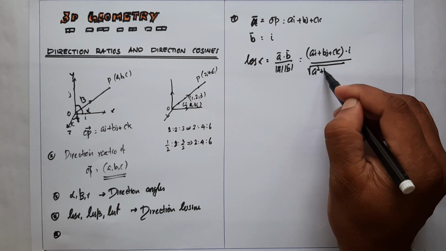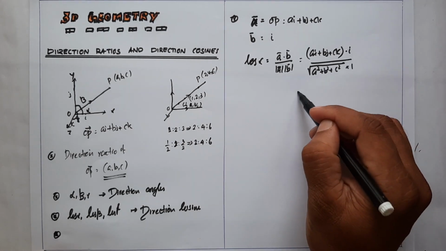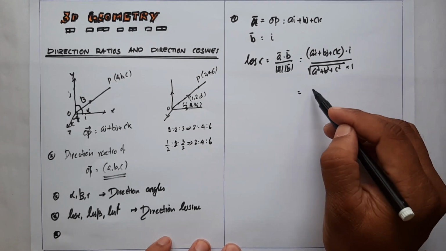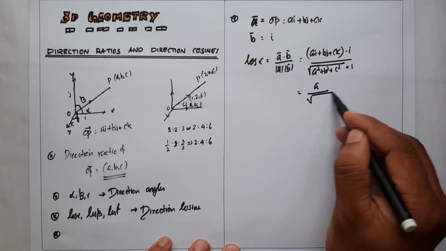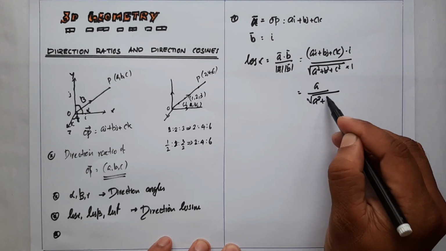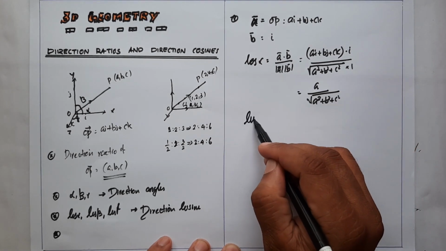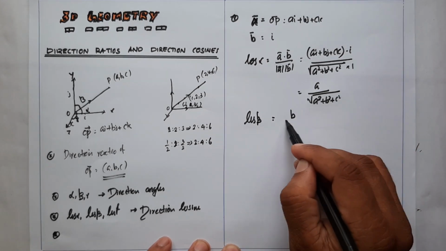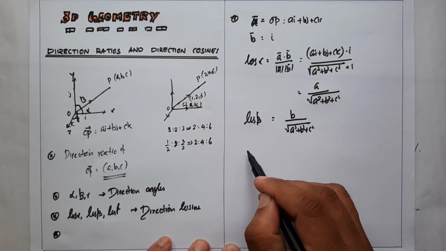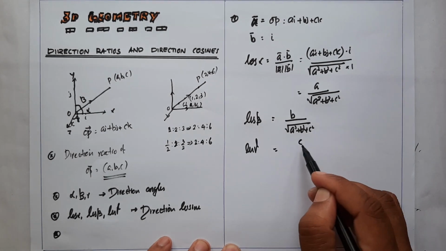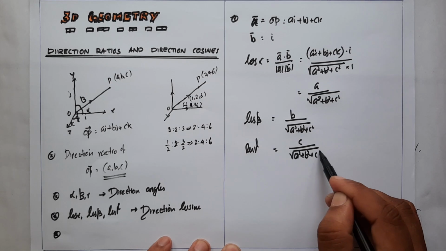of this vector, which is root of A square plus B square plus C square, and the unit vector modulus value is 1. I dot I is 1, and J dot I and K dot I are 0, and therefore we get the answer A divided by root of A square plus B square plus C square. And similarly we get cos beta equal to B by square root of A square plus B square plus C square, and cos gamma equal to C by root of A square plus B square plus C square.